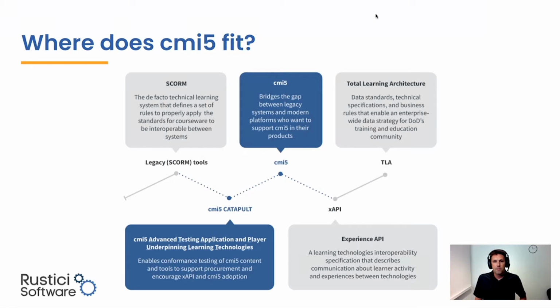So where does CMI5 fit? Well, again, kind of a horse that we're beating here, but SCORM is a legacy system, and then we have this whole concept of a total learning architecture, interoperable data, much better analytics, all of the things that the Experience API was intended to do and to promise.